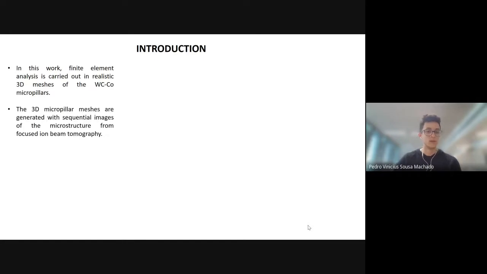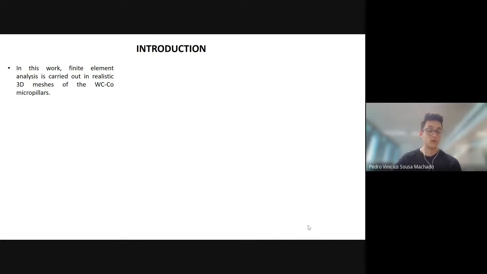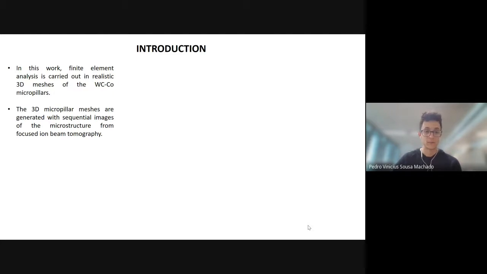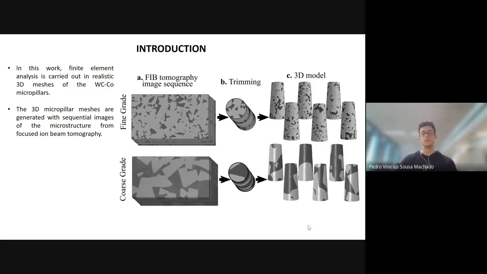So in this work, we're going to do simulations of micropillar compressions. The 3D meshes we make with FIB tomography. We take several pictures of a region of the microstructure of interest, and on the computer I do a simple trimming just to isolate a cylindrical region. From these trimmed photos, we can build the 3D models in a special program.